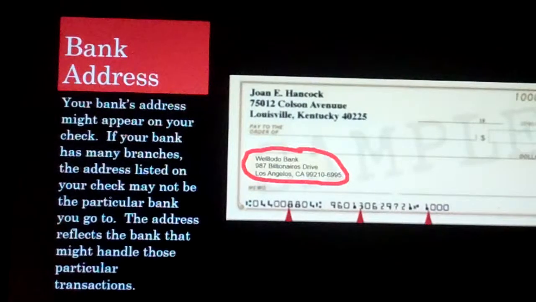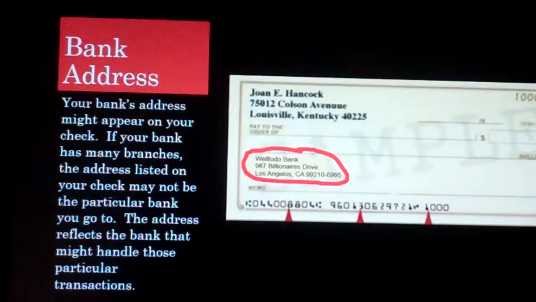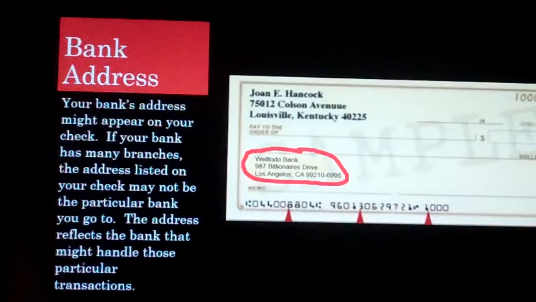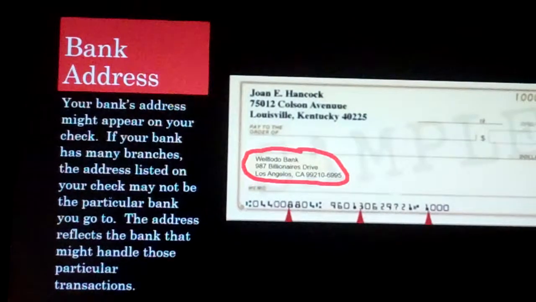Bank address. Your bank's address might appear on your check. If your bank has many branches, the address listed on your check may not be the particular bank you go to. The address reflects the bank that might handle those particular transactions.